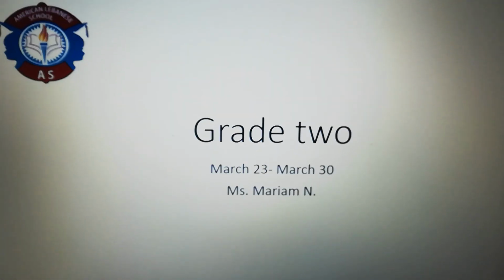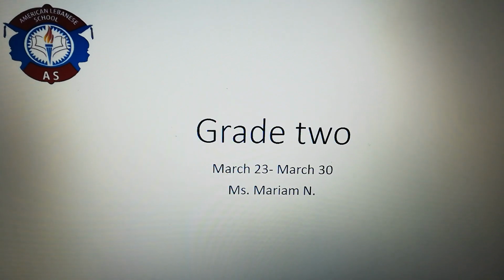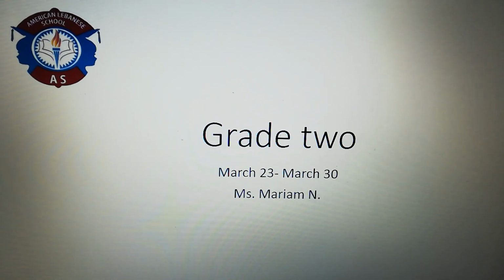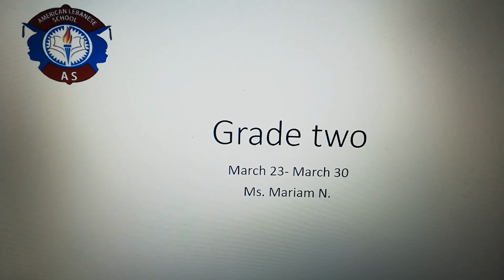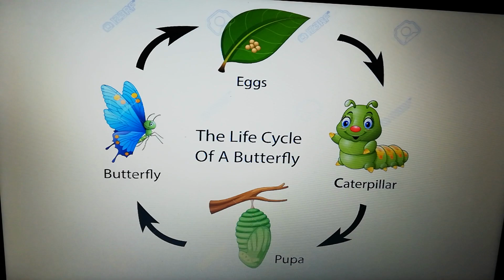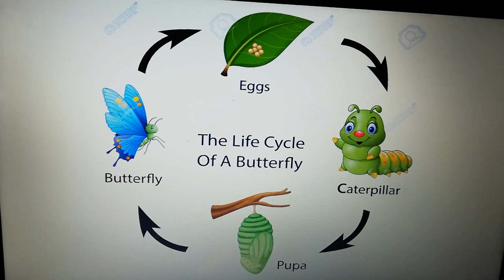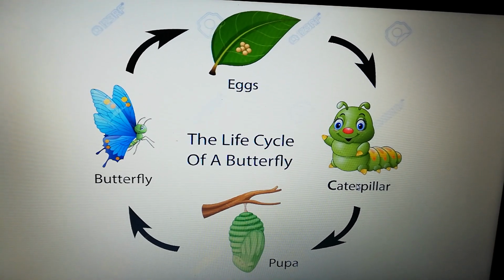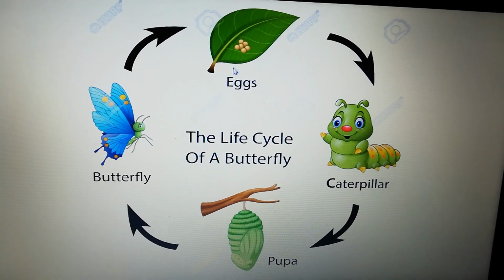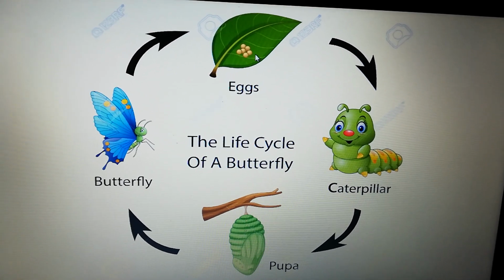Today we are going to talk about the life cycle and the metamorphosis of a butterfly. We previously talked about the life cycle of a frog. Today we are going to talk about the life cycle of a butterfly. So mainly there are 4 stages: stage 1, stage 2, stage 3 and stage 4. In stage 1 we have an egg.